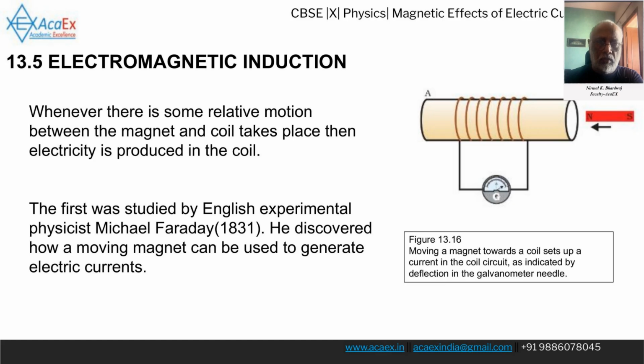The first was studied by English experimental physicist Michael Faraday in 1831. He discovered how a moving magnet can be used to generate electric currents.